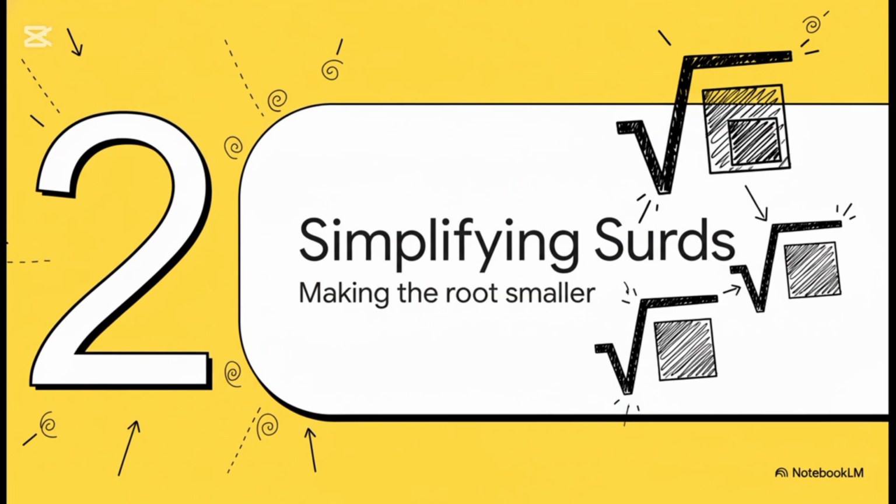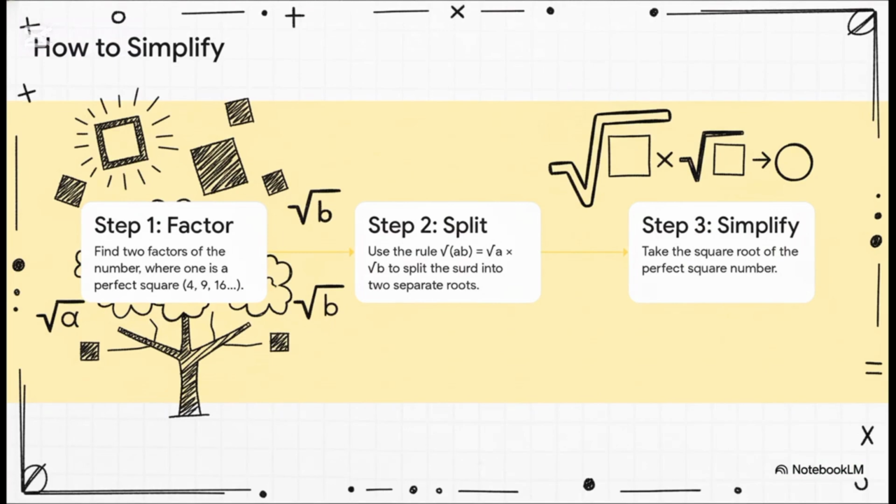All right, time for our first big skill, simplifying surds. And the whole point of this, really, is to make that number under the root sign as tiny as we possibly can, without actually changing the value of the whole expression. Don't worry, it's a simple 3-step recipe.